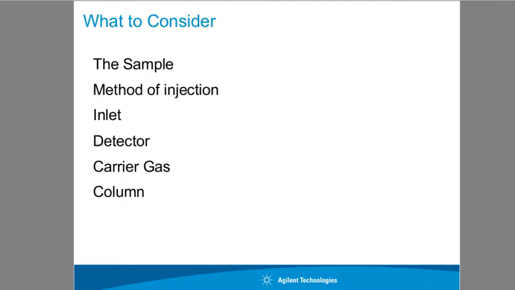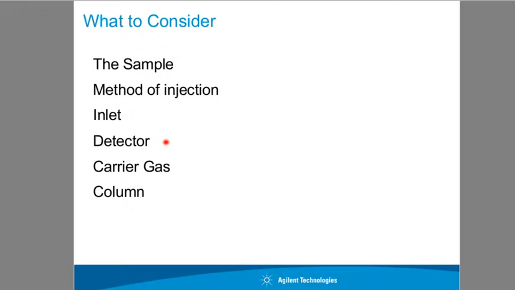So as we get going, as you develop a method, and this is going to be true for any analytical method, the things that you need to consider are going to start with the sample, obviously. We've got to make sure that it's actually going to be amenable to the type of instrumentation that you want to use. When it comes to GC, of course, we have ways of getting the sample into the system, so our method of injection we have to consider. The inlet, the type, the parameters, and things like that also are very important, as are detectors.